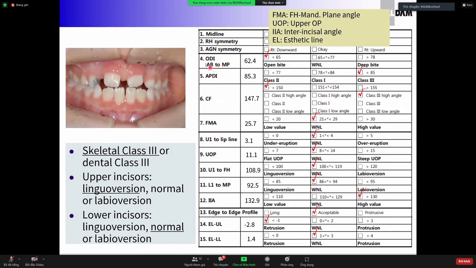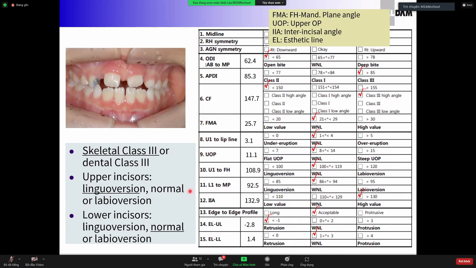So the next step is ODI, and fifth, APDI and CF. So we want to easily assess the skeletal pattern. And FMA. FMA is the mandibular plane angle. Through this, we can see this patient is a skeletal class 3 malocclusion.